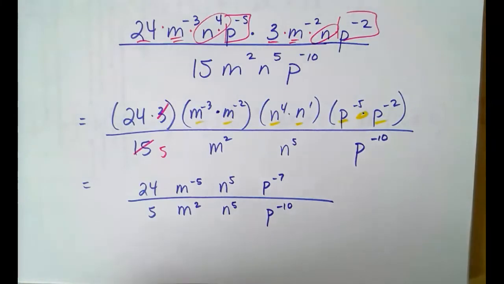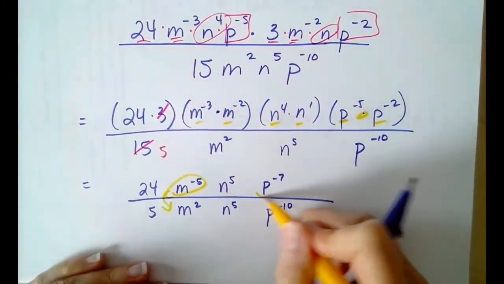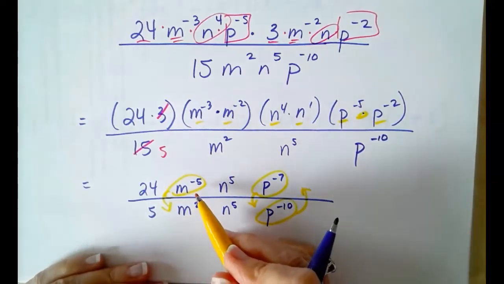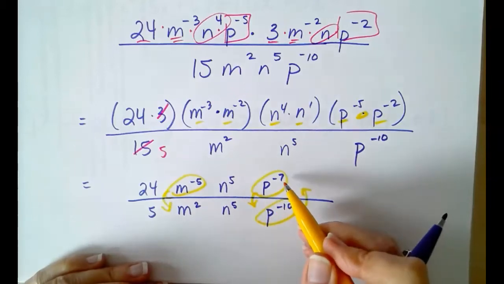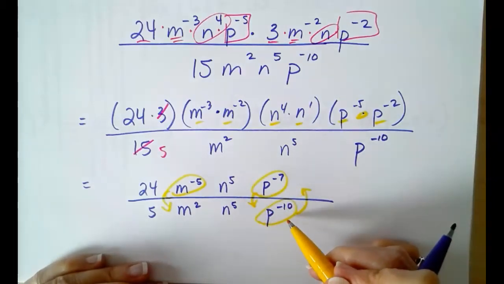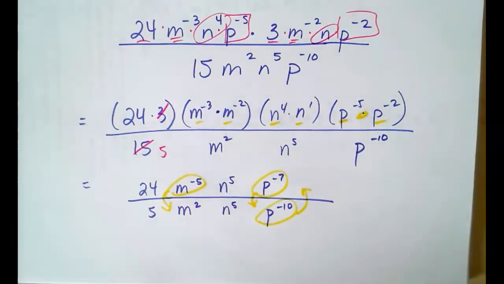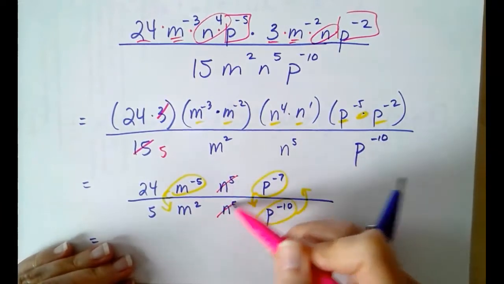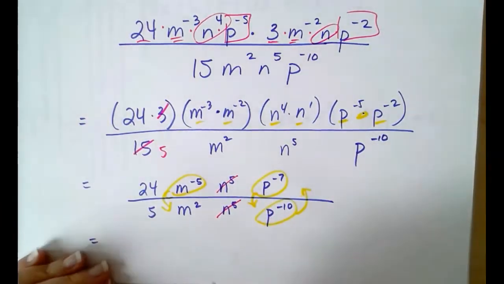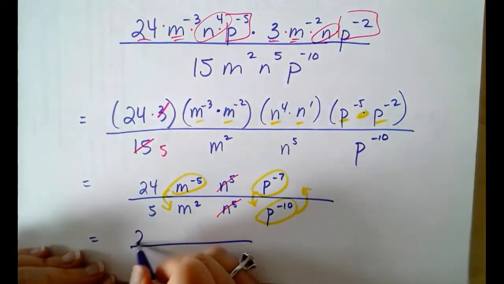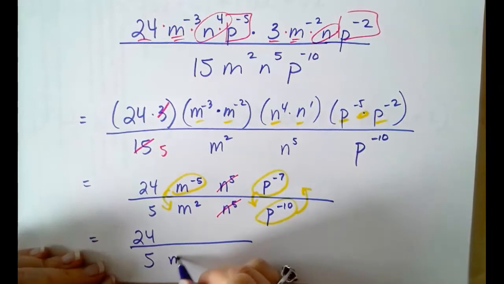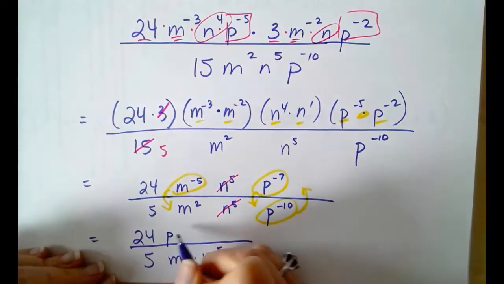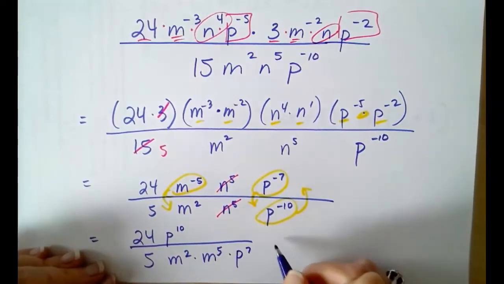Once again, if it has a negative exponent, it has to reciprocate. So this m is to the negative 5th, it comes to the bottom. This p is to the negative 7th, it goes to the bottom. This p is to the negative 10th, it goes to the top. So we end up with, and also, n to the 5th over n to the 5th, that just cancels completely. They're gone. 5 minus 5 is 0. So finally here we're getting 24 over 5 m squared times m to the 5th. And then we have p to the 10th on the top and p to the 7th on the bottom.